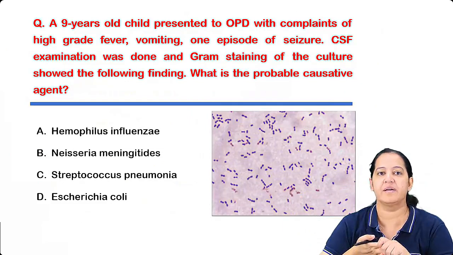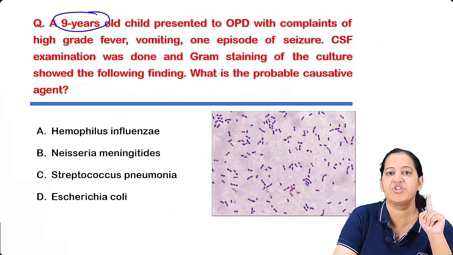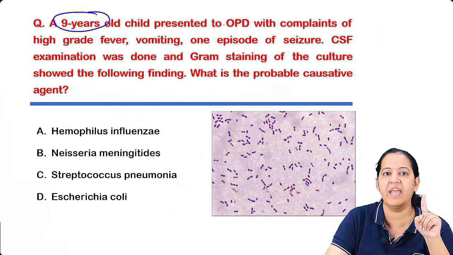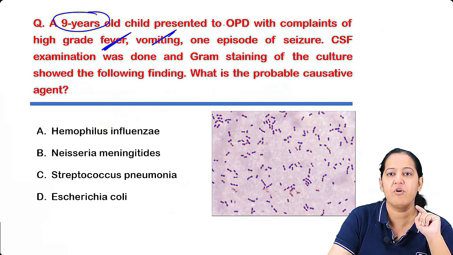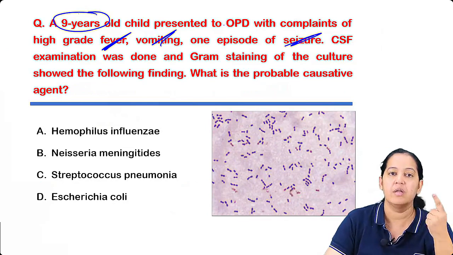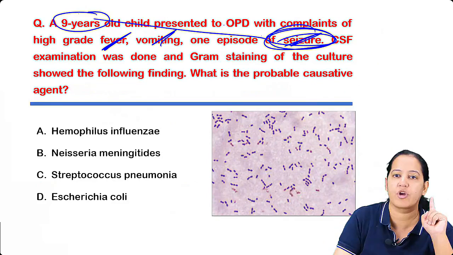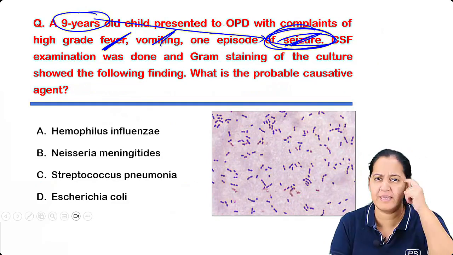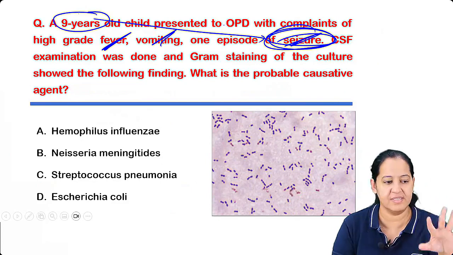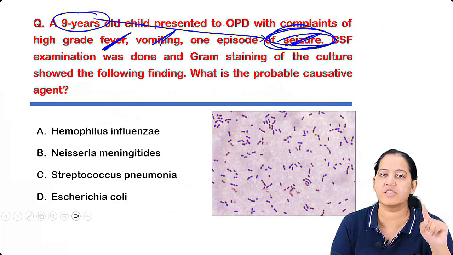Read the question, tell me the answer. There is a 9-year-old child presented to the OPD with a complaint of fever, vomiting and seizure. Chalo, take the clue. The child is 9 and having seizure. Seizure in a child, they are talking about meningitis. Whenever seizure comes in the question, they are talking about meningitis. So they are talking something about meningitis.